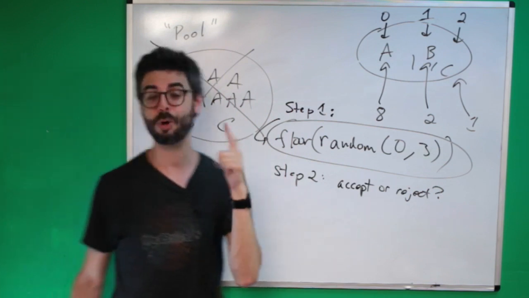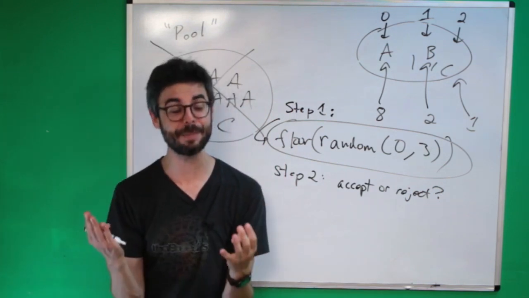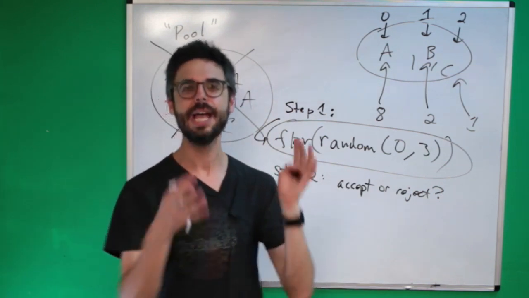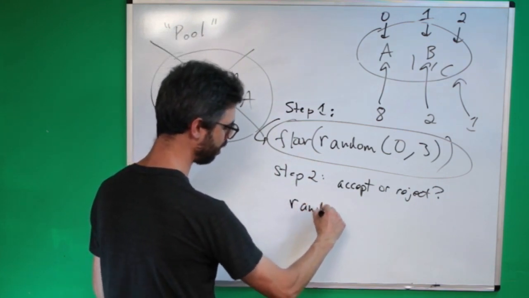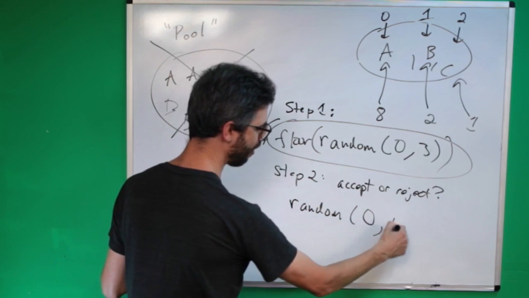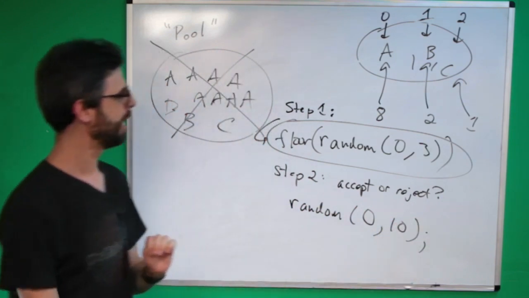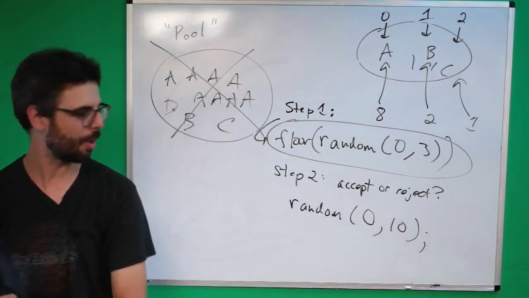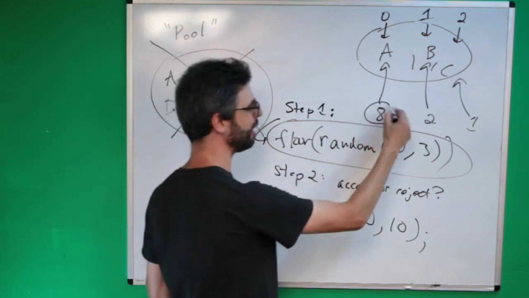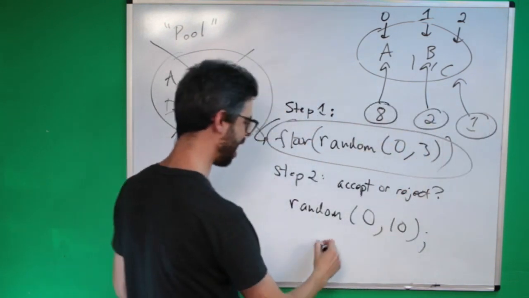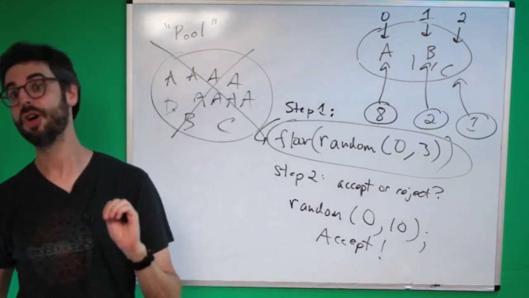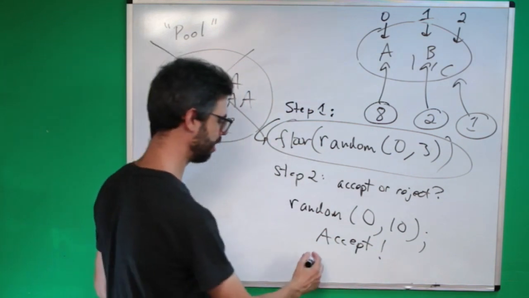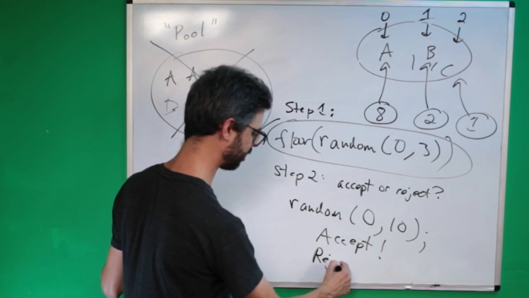I picked 0, 1, or 2, but am I going to accept that as my pick, or am I going to reject it and try again? And here's a way I could do that. What if I also picked a random number between 0 and 10? And if that random number happened to be less than the fitness score, then I'm going to say accept. If it is not less than the fitness score, I'm going to say reject.